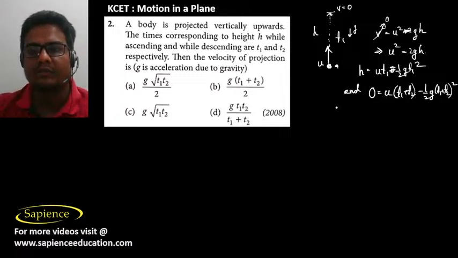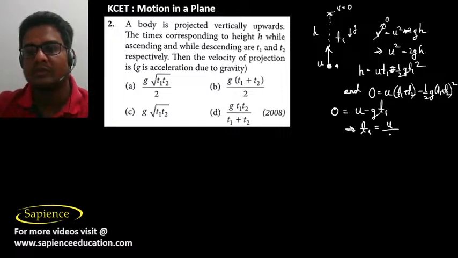Or we can tell that v is equal to u minus g t1. So that is t1 equal to u by g.